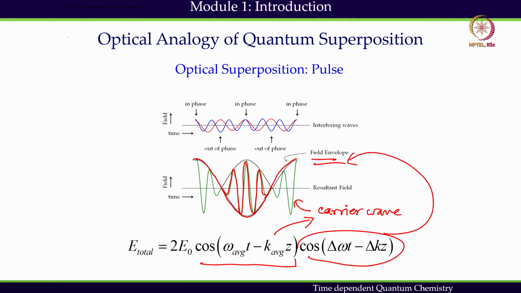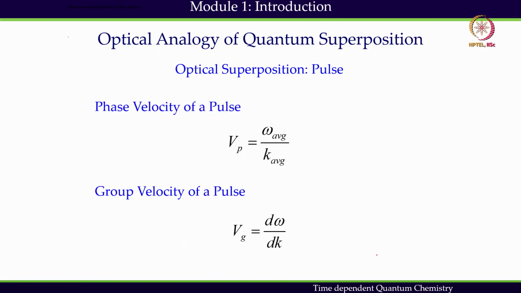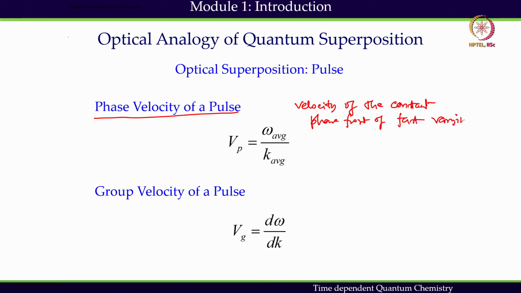And if we look at these two, then it is clear that for a pulse I have two different phases, the phase is defined by this part and this part. So, two different phases will be defining two different velocities. Again, velocity will be defined. So, phase velocity of the pulse will be defined by the velocity of the constant phase front of the fast varying component.